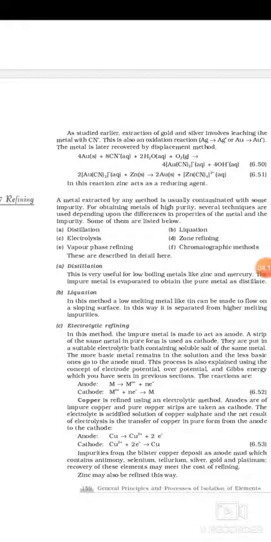This process is also explained using the concept of electrode potential, overpotential and Gibbs energy, which you have seen in the previous section. The reactions are: at anode, metal is converted into M ions with the liberation of electrons.